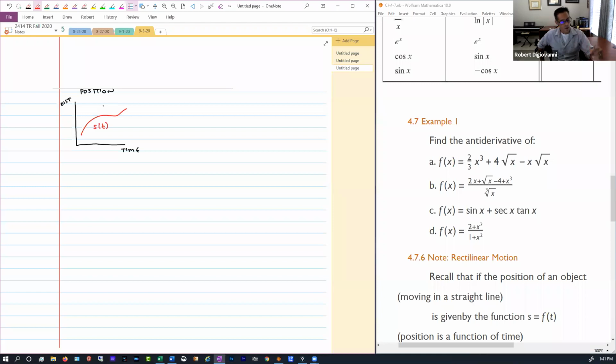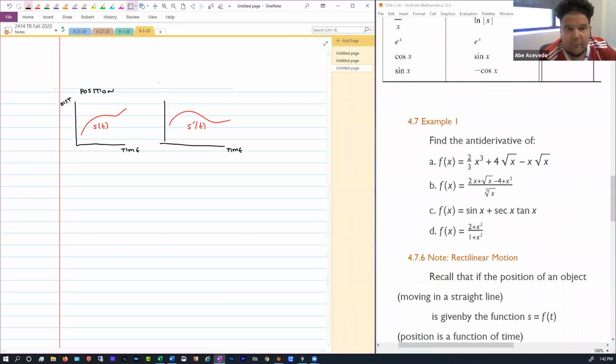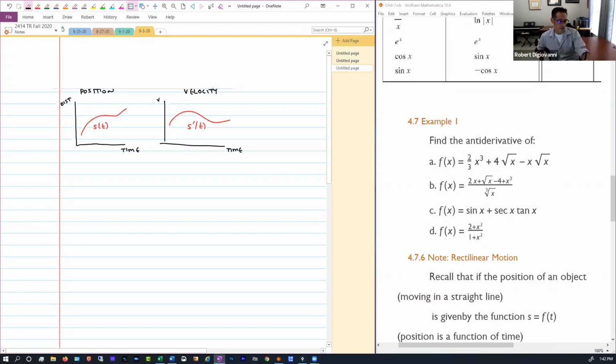So you give me a point in time, plug it into the function, I'll tell you how far that object has gone. In Cal 1, we learned that if we take the derivative of this function, we get a new function, s prime of t. And that function is the what function? So if the original function is position, then the derivative is your velocity function. So your x-axis is time and your y-axis is the velocity of the object. We call that v of t for velocity. So the derivative of the position is the velocity.